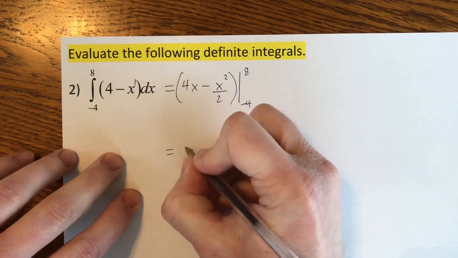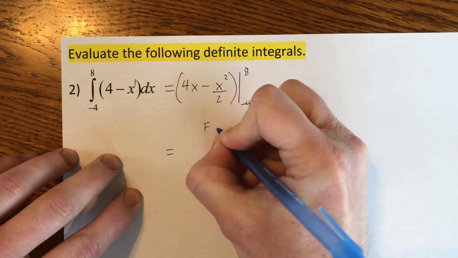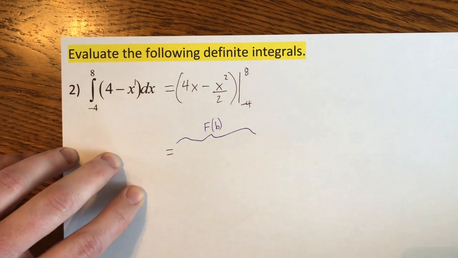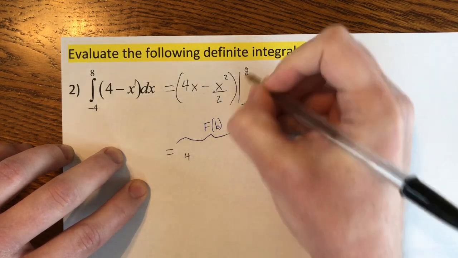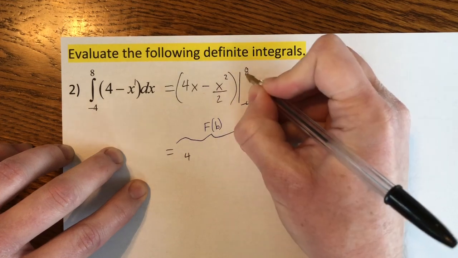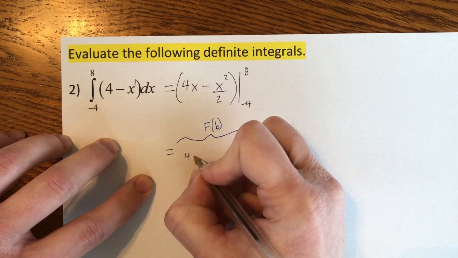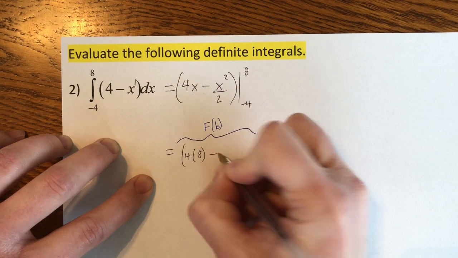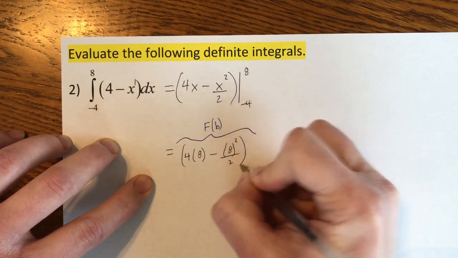Here's what we do with it. The first thing is to determine what F of b is equal to. This is the fundamental theorem of calculus we're looking at right now. So there's our b value, folks. Right here's our b value. So what is capital F of b, or of 8? It's going to be 4 times 8, minus the quantity 8 squared over 2.